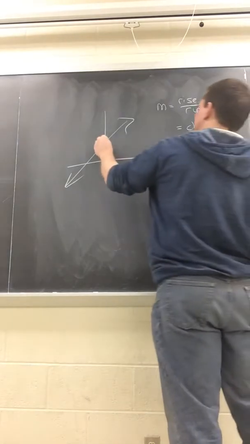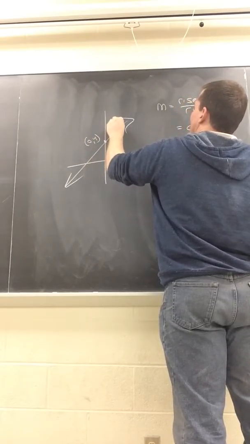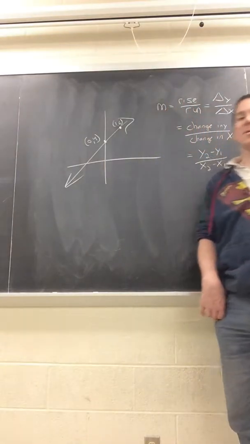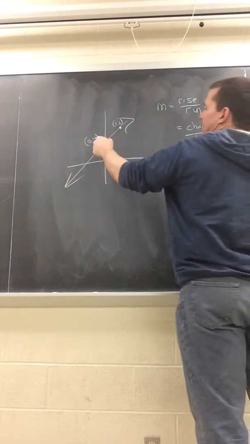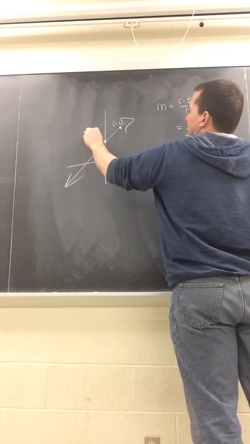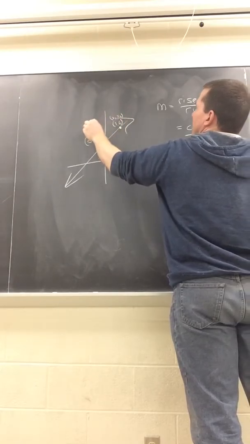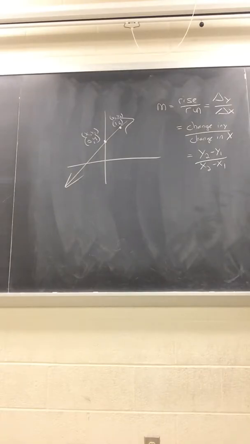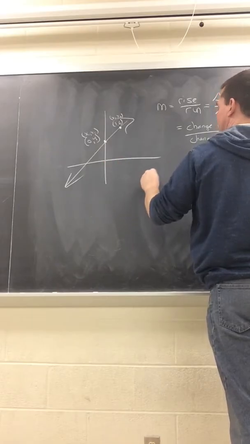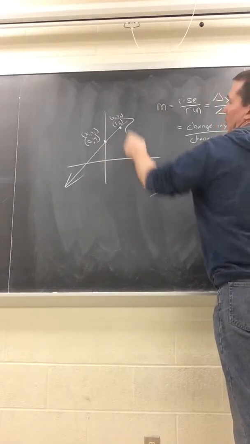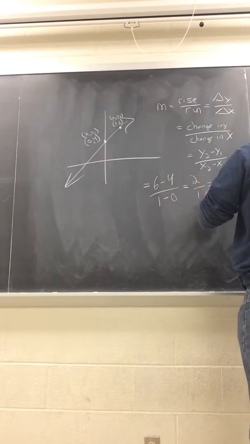So for the sake of argument, if this is the point 0, 4, and this is the point 1, 6, we want to find the slope of the line, so plug it into the formula right here. Label this, call this the first point, so this is x1, y1. This is x2, y2. Now, according to the formula, the slope is y2 minus y1, so 6 minus 4 over x2 minus x1, 1 minus 0, which is 2 over 1, which is 2.